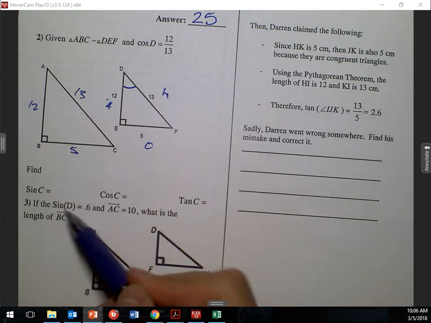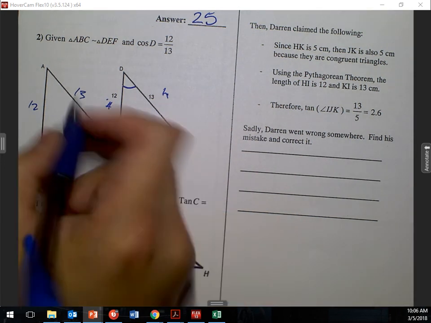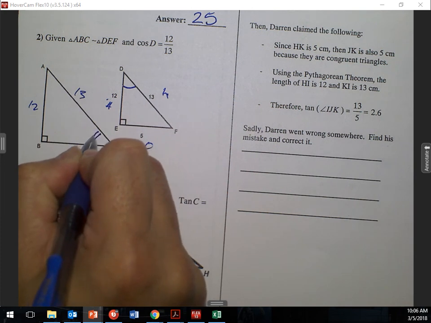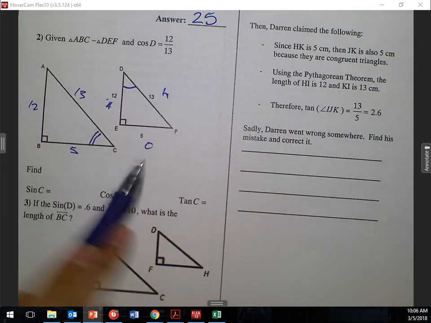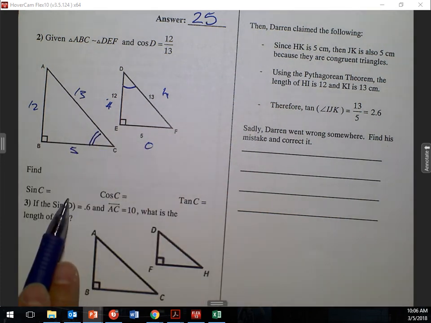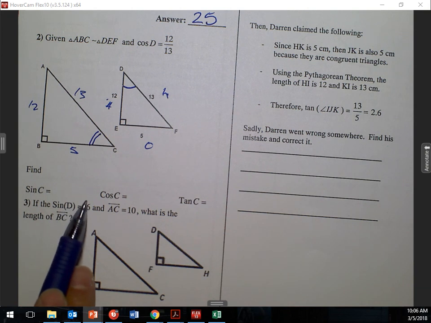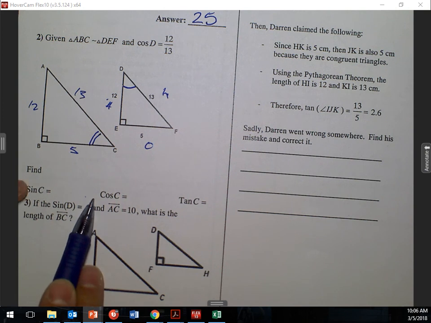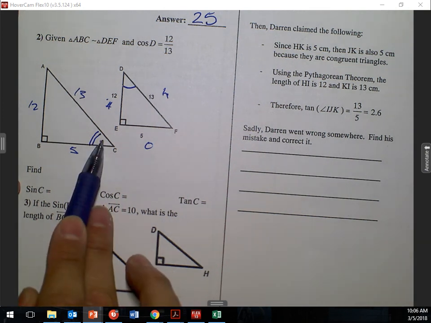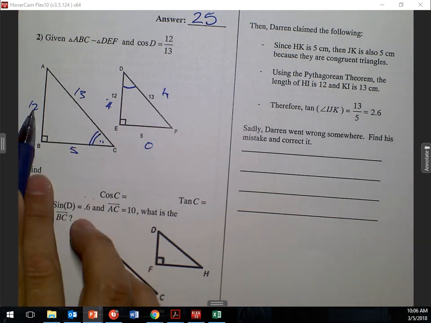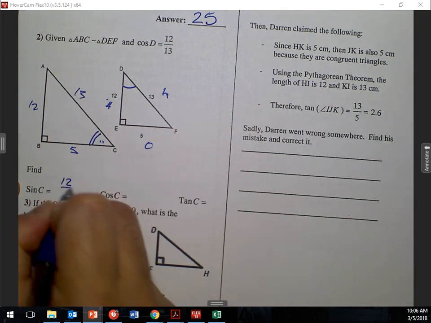So now it's asking for the sine of C. C is over here now, right? So it's changing. Now I'm looking at it from a different side. Sine, again. Sine is what over what? Opposite over hypotenuse. Very good. My opposite of this one is going to be 12 over 13.